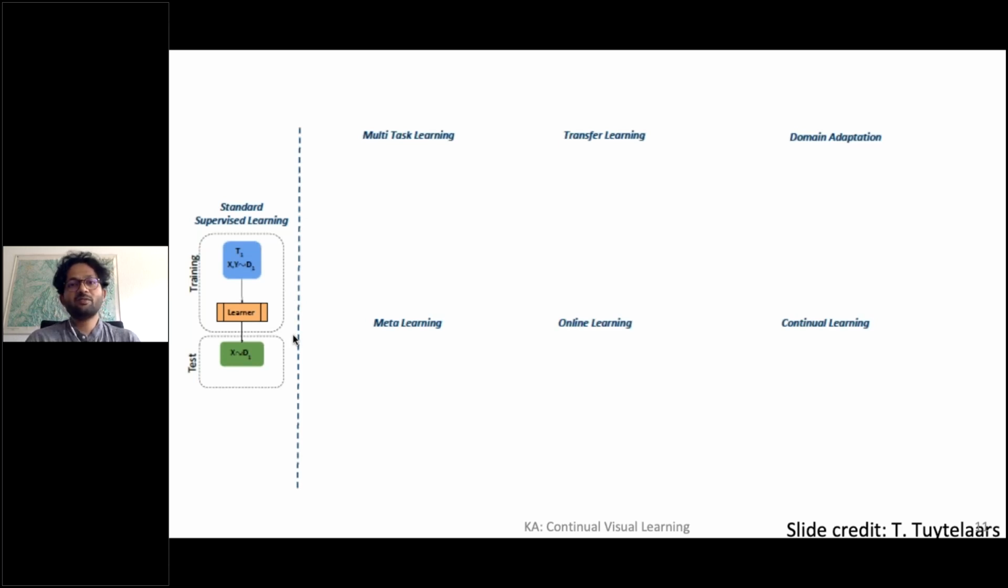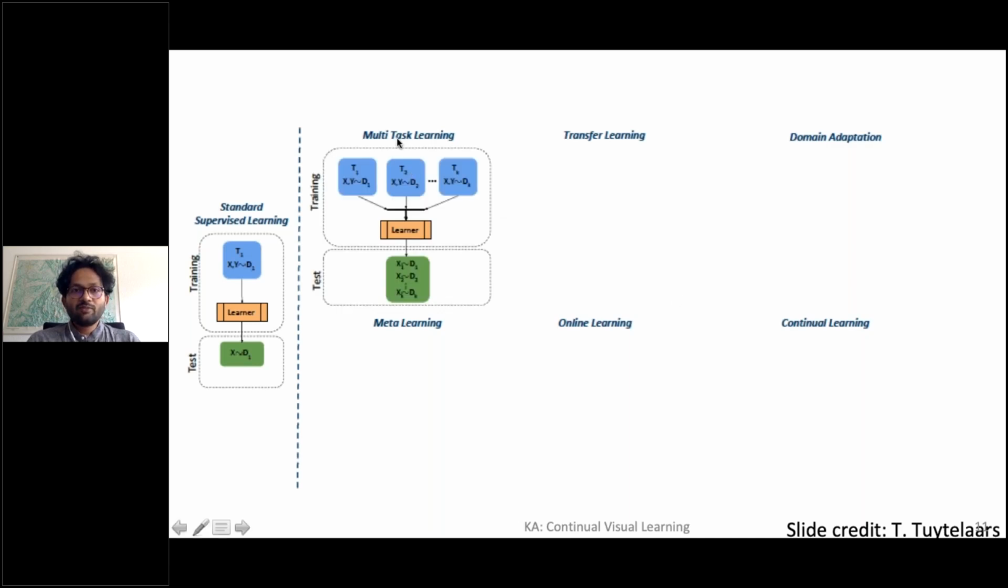And here, we have a spectrum of different learning frameworks that we see, starting from multitask learning to transfer learning to various other things, including continual learning. So I'll briefly talk about these frameworks to see how they're related to each other. So the first one is multitask learning.